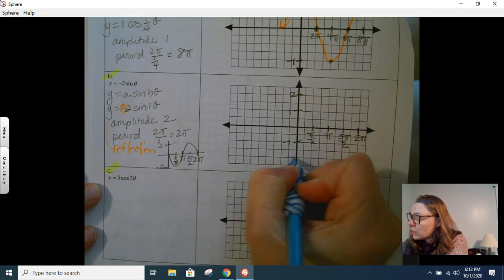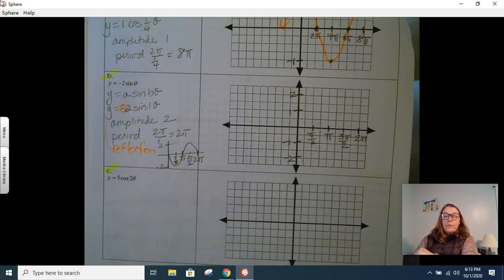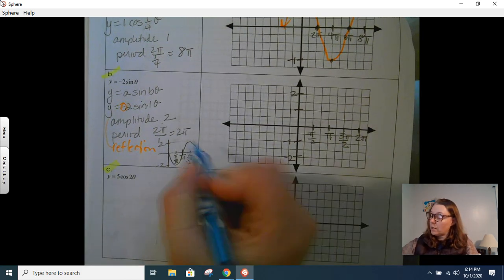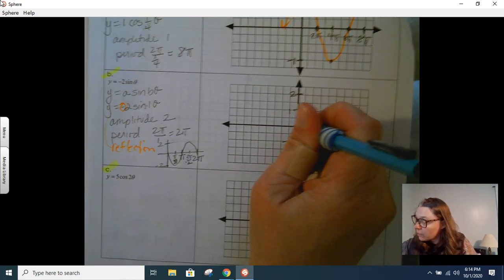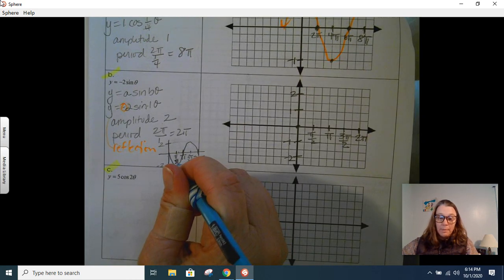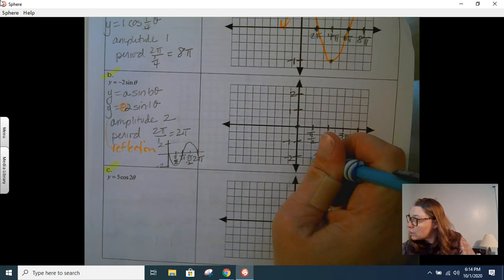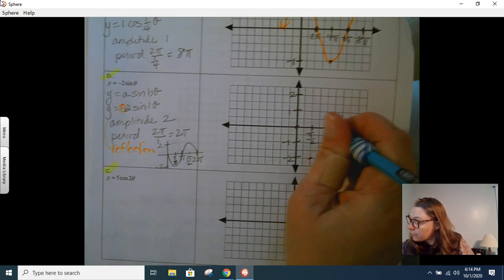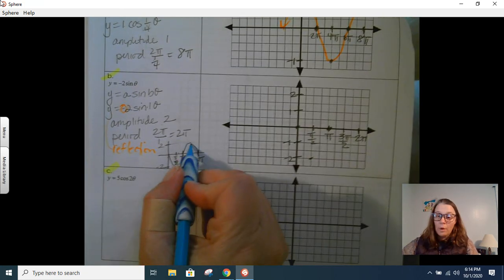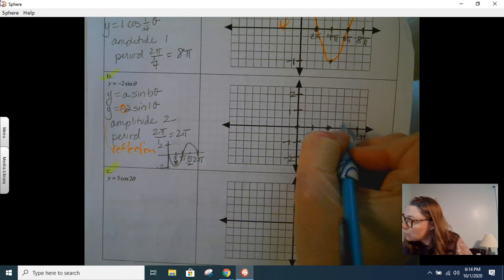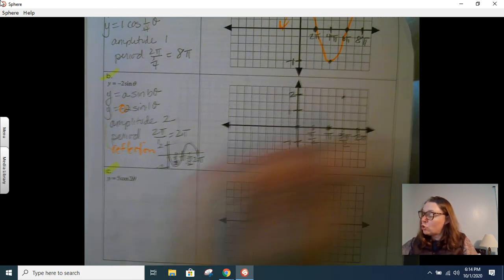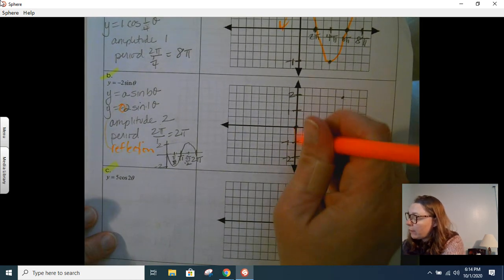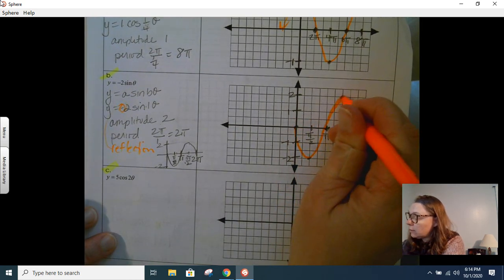And here's -1, and here's -2. Okay, and now I'm going to just use this little sketch over here to get my graph. So my graph is starting at the origin. At pi/2, I'm down to my minimum, which is -2. At pi, I'm at the x-axis again. Okay, at 3pi/2, I'm up to my maximum of 2, which is here. And then at 2pi, I'm back to the x-axis. And so there I have my reflected sine.